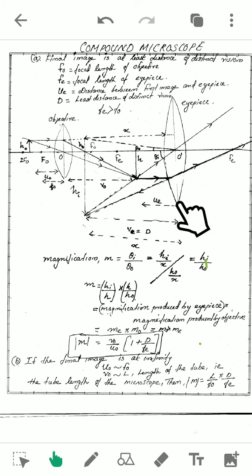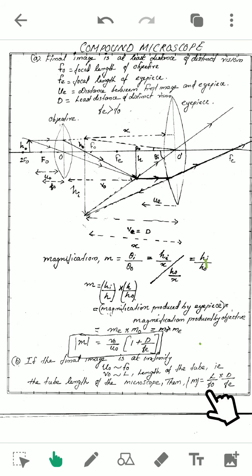You have to consider if the final image is formed at infinity. In that case, the image by the objective is formed at the focus of the eyepiece. When the object is at the focus, then the final image is at infinity. That formula also we already derived for simple microscope. We put the value here, so it is coming d by fe.